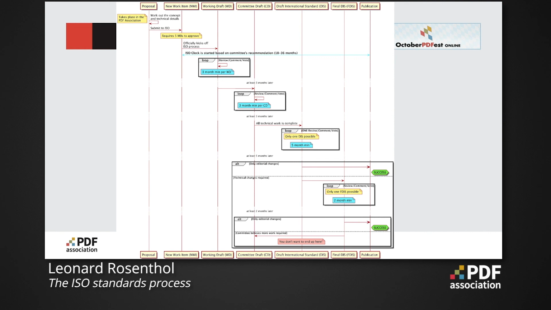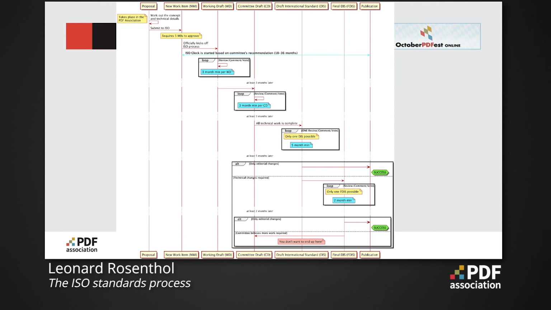We used to be able to do 48 months. That's not allowed anymore. ISO wants faster work. So we're now limited, and you can't do anything shorter than 18 months. As you'll see, if you do the math with some of these other pieces, it's just not possible to do it any shorter than 18 months. So between 18 months and 36 months is the process.